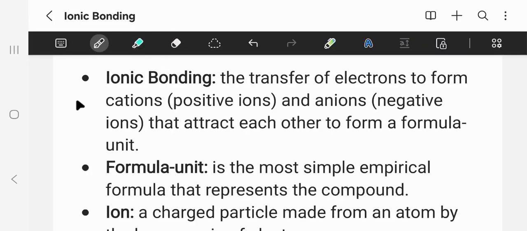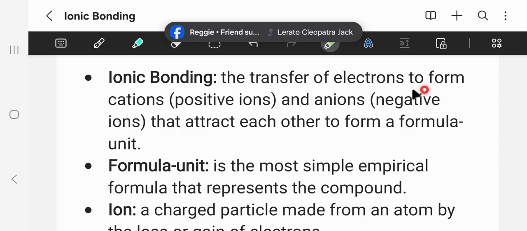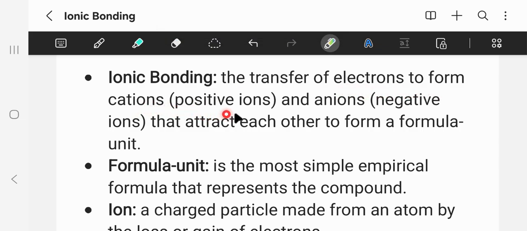So in this video we'll be looking at ionic bonding, and we will also be looking at how to draw ionic Lewis structures. So let's get into it. Firstly, we'll look at the definition of what ionic bonding is. Ionic bonding is the transfer of electrons to form cations, which are positive ions, and anions that attract each other to form a formula unit.